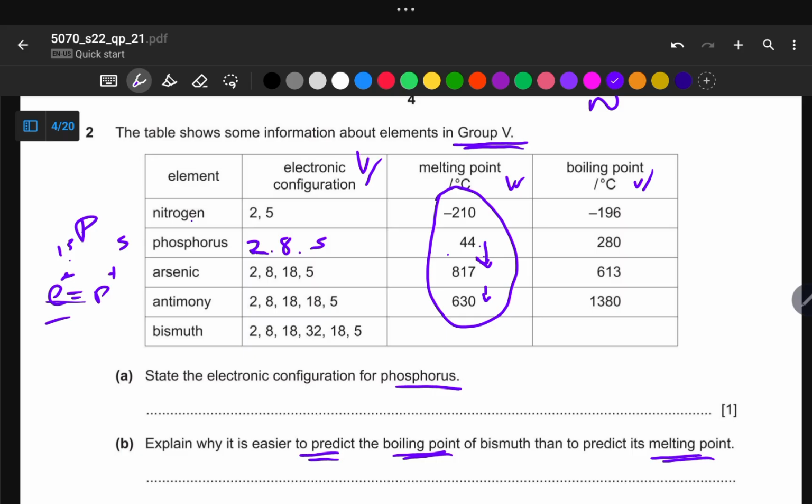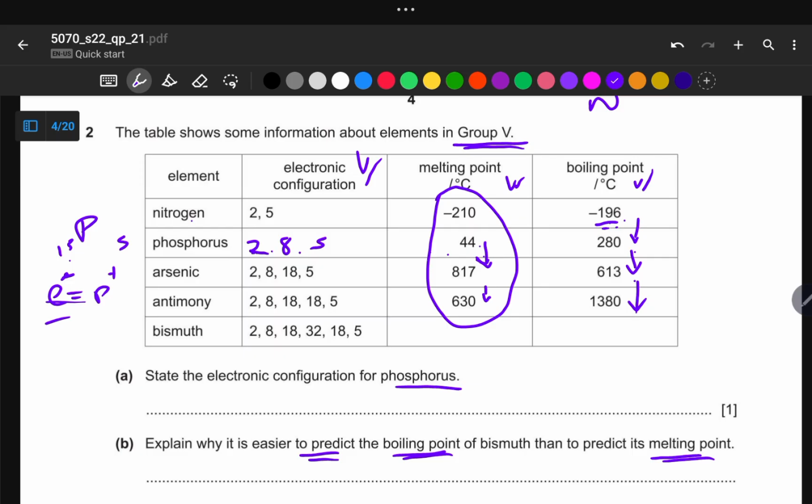But for the boiling point, we have minus 196 to 280, and then from 280 to 618, and then from 618 to 1380. So we have an increase in the boiling point as we go down the group. So this is a defined trend. Boiling point increases with increase in molecular size. Why? Because we have stronger intermolecular forces, the Van der Waals forces.